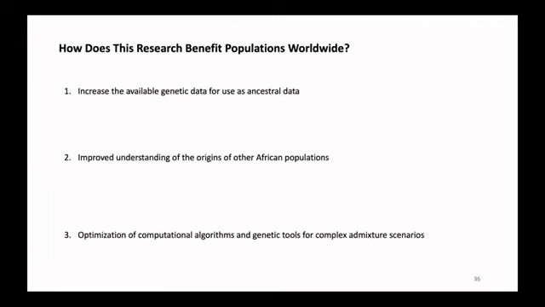So how does this benefit populations worldwide? One of the biggest areas that would be affected is obviously the increased availability of genetic data for use as ancestral data in other populations, as all populations are linked. We would have an improved understanding of the origins of African populations, and with that, origins of other populations worldwide, as well as the optimization of computational algorithms and genetic tools for complex admixture scenarios, which is not only present in Africa, but worldwide.